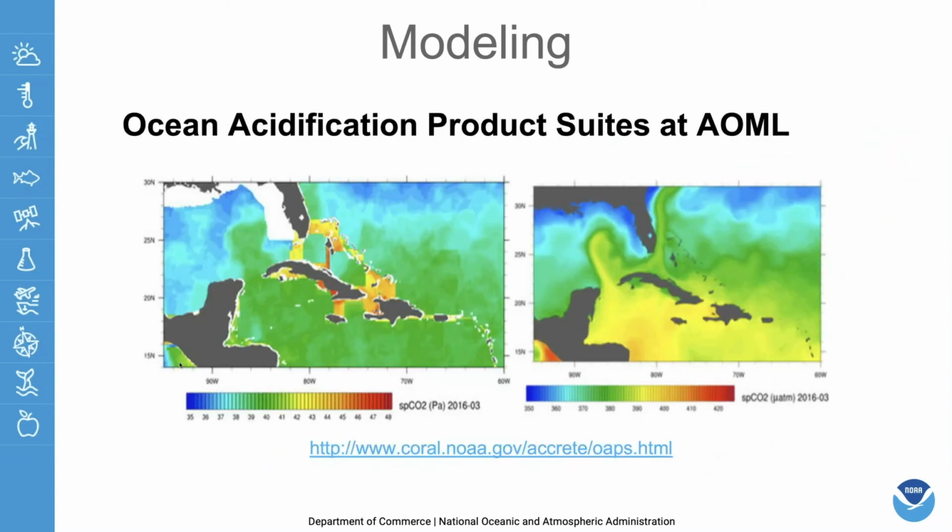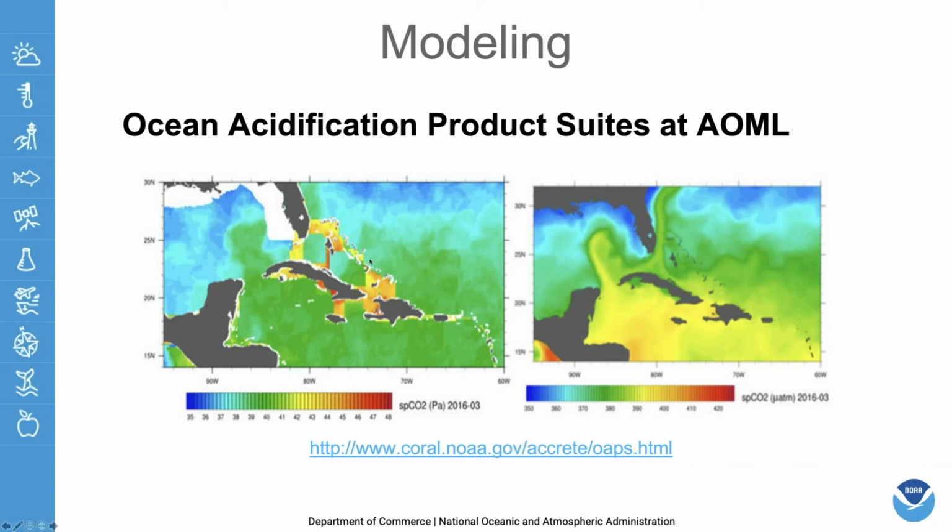Finally, I want to talk about our ocean acidification product suite. It's an operational product that's also funded by OAP. This tool utilizes satellite data and a data assimilative hybrid model to map the components of the carbonate system of surface water in the greater Caribbean region on a monthly basis.